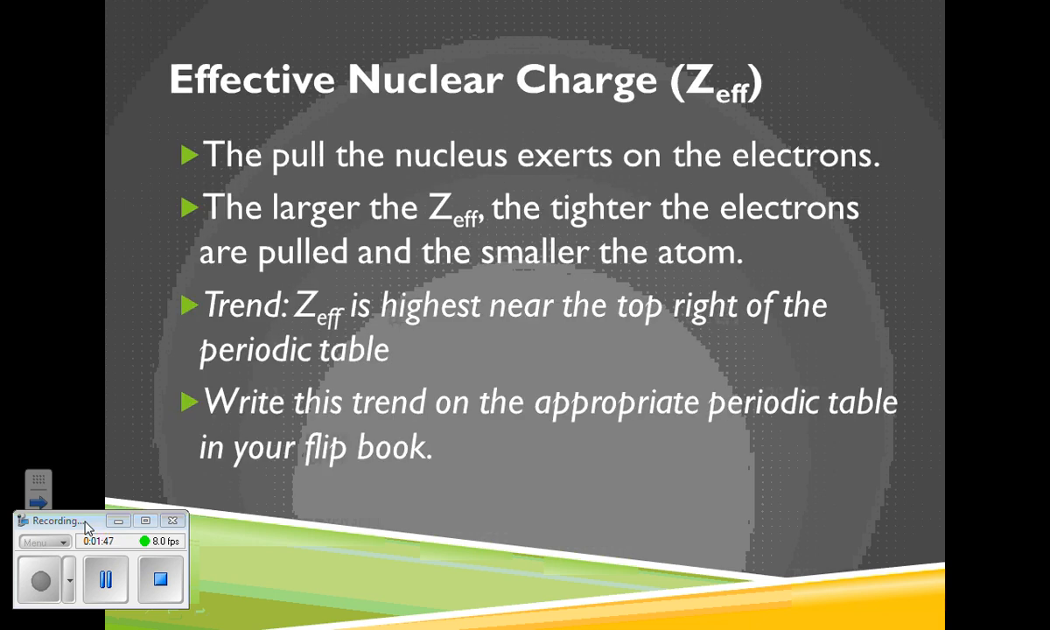The first trend is effective nuclear charge, and that is given the symbol or abbreviation ZEFF. This effective nuclear charge is the pull that the nucleus exerts on the electrons. The larger the effective nuclear charge, ZEFF, the tighter the electrons are pulled and the smaller the atom. So the trend on my periodic table for effective nuclear charge, or ZEFF, is highest at the top right of the periodic table. And we're going to put this trend on our flip chart, in our flip book.